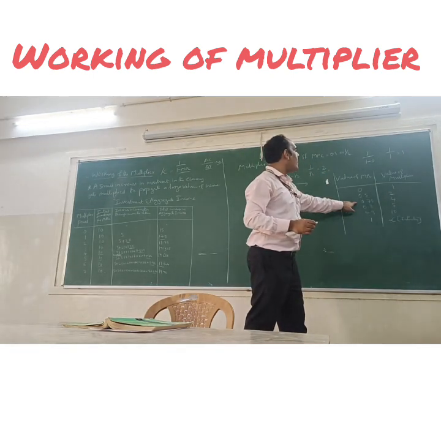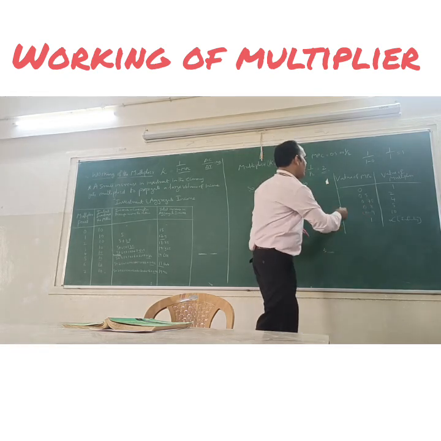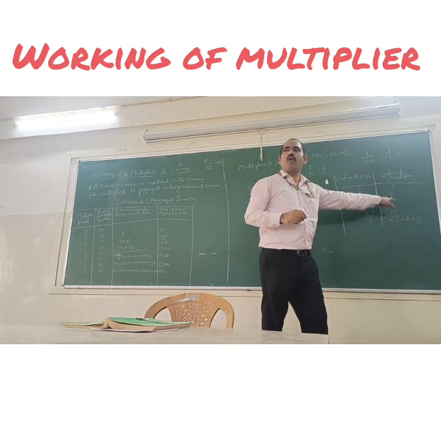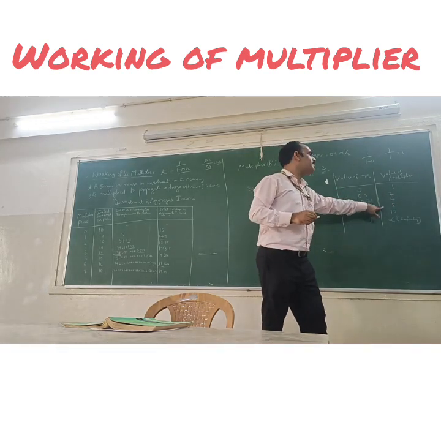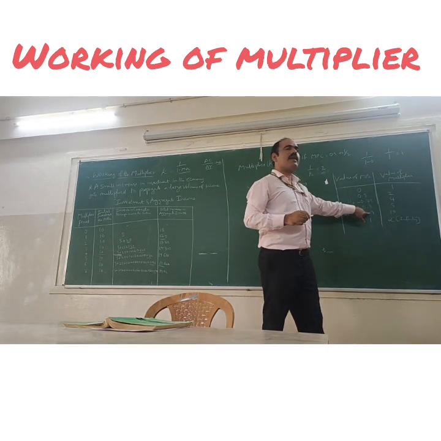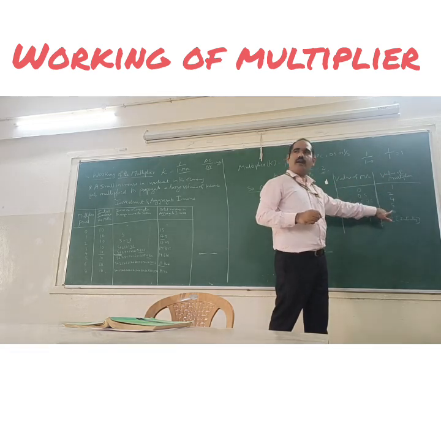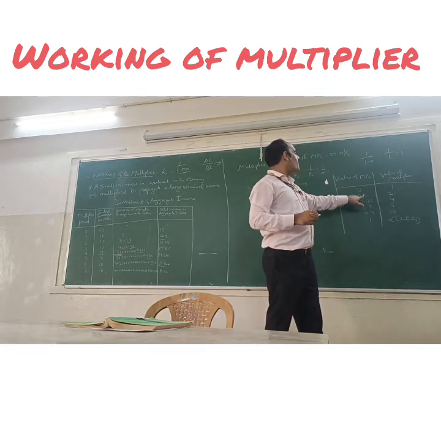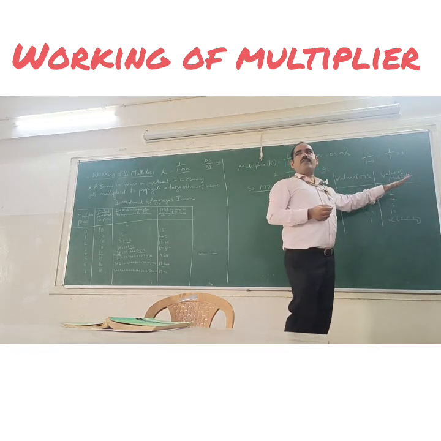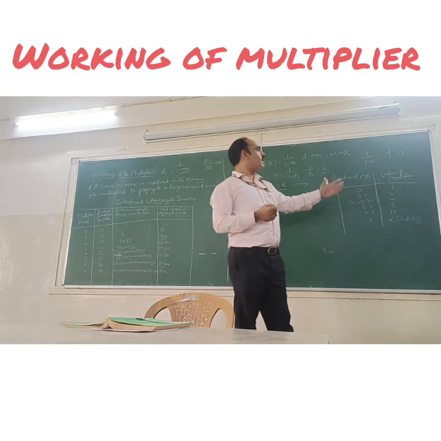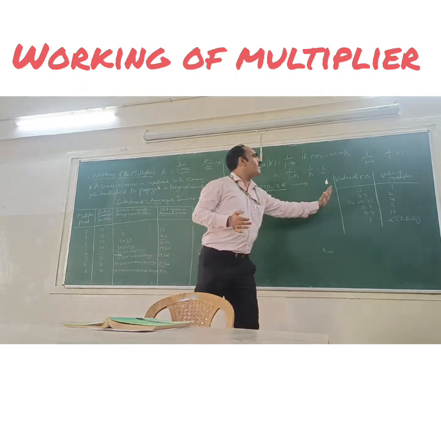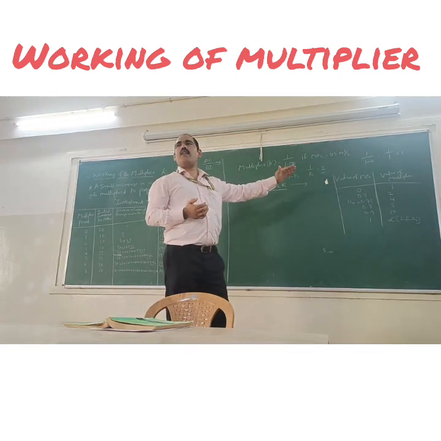Then when the value of MPC is 0.75, or I can say 3 by 4, the value of the multiplier will be 4 in the economy. Then if it is 0.8, the value of the multiplier will be 5. If the MPC is 0.9, the value of the multiplier will be 10. Then if the value of MPC is 1, the value of the multiplier will be infinite. Infinite in the sense that it is unimaginable. So that's how we can calculate the value of the multiplier through the value of MPC.